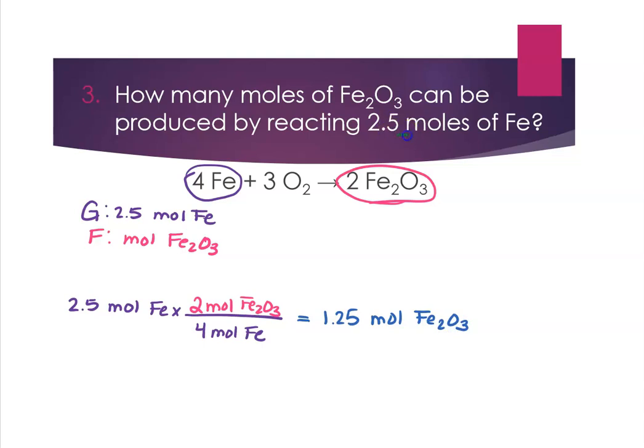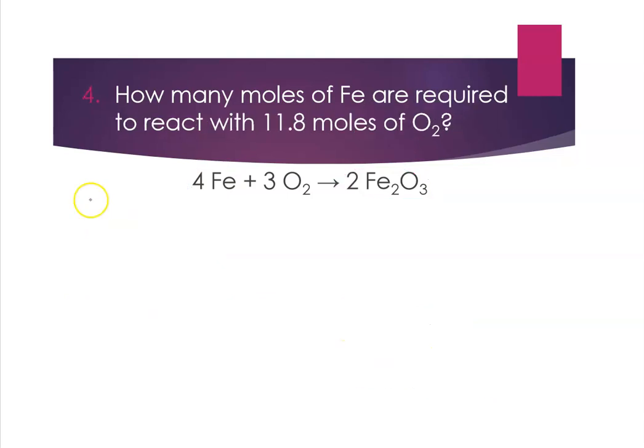Now I check my sig figs. I have 2 sig figs here, so this is going to be 1.3 moles Fe2O3. Okay? This says how many moles Fe are required to react with 11.8 moles of O2. So here I am given 11.8 moles O2, and I'm looking for moles Fe.